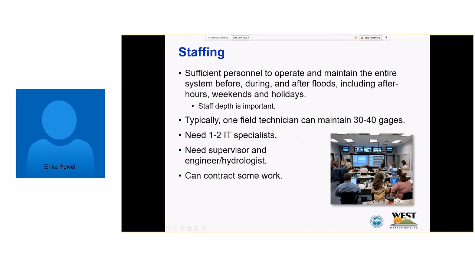More than likely, your safety officer is going to say that one technician shouldn't be out by himself, and you should have 2 at all times, and that's not a bad idea. IT has become increasingly important, and so you need to have IT specialists that understand what you're doing, and somebody that understands hydrology and an engineer is vital, and you can actually contract out some of the work, and I actually support a couple of systems that way.